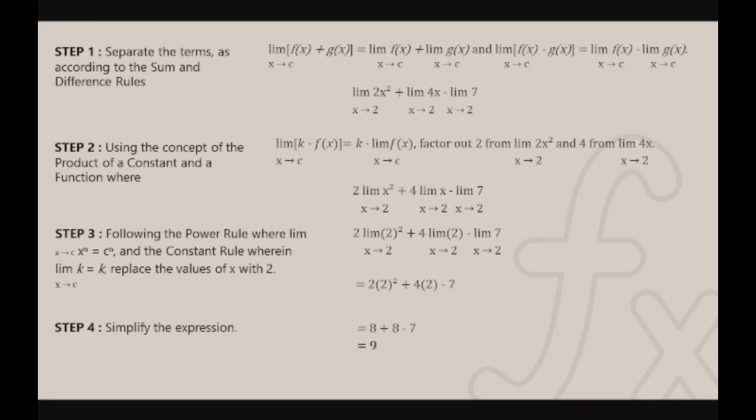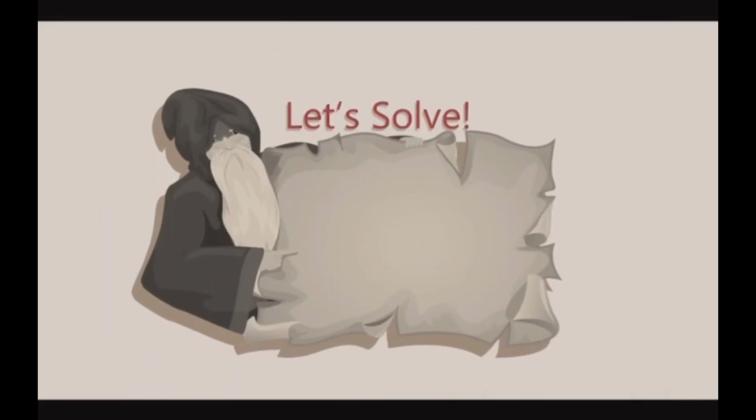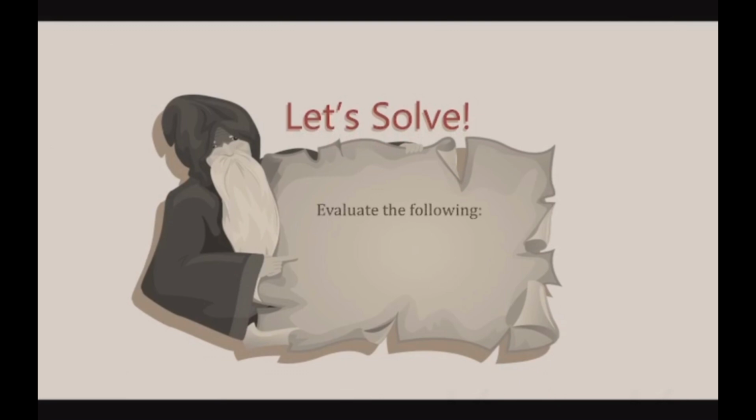8 plus 8 minus 7 equals 9. Therefore, the limit of the function 2x squared plus 4x minus 7 as x approaches 2 is 9. Now, let us try solving a limit involving an indeterminate form. Evaluate the following: limit x squared minus 9x plus 20 over x minus 5 as x approaches 5.